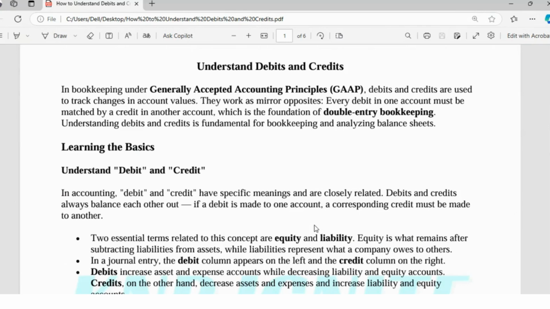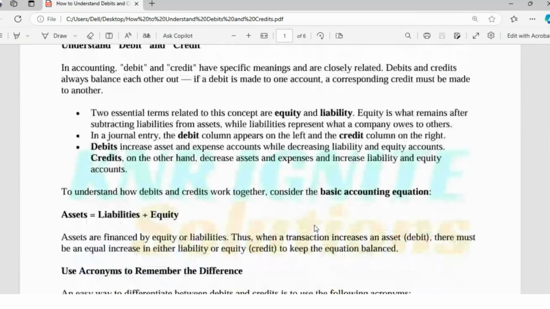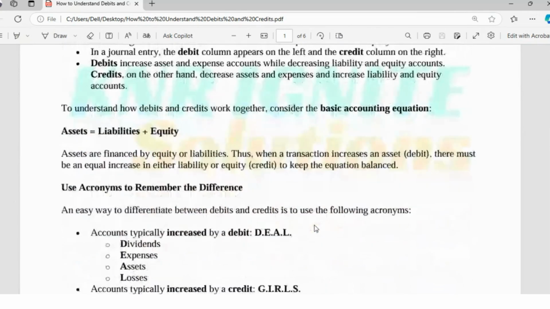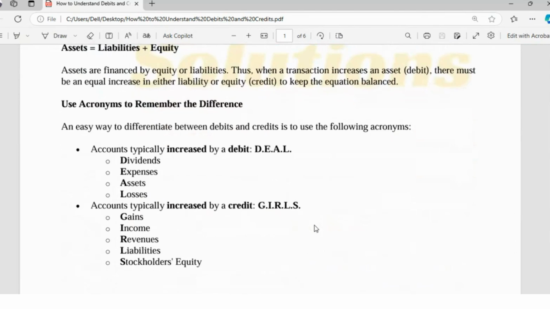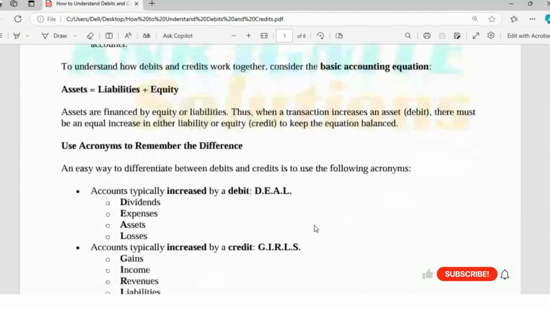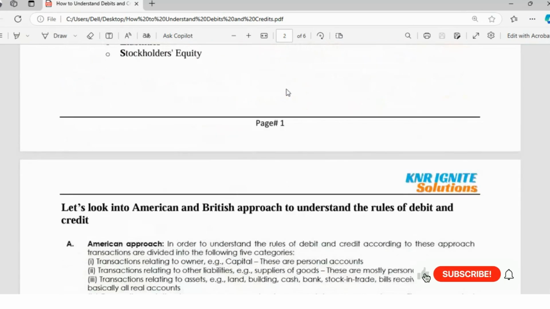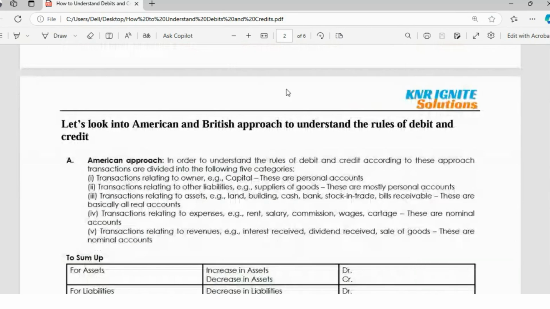Whatever I prepared here is a very self-explanatory document, which you will be able to easily understand once you go through it. I made certain acronyms also, where you can easily memorize and understand this, and make sure you understand the basic accounting equation, where assets equal liabilities plus equity, and how you will arrive at that by preparing all your journal entries and the financial statements. You will understand that at the end.